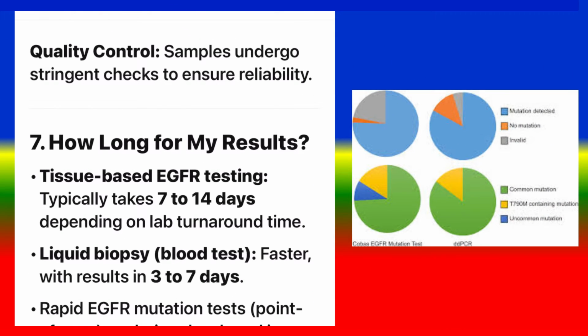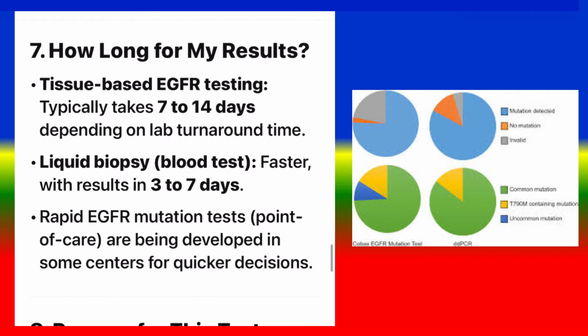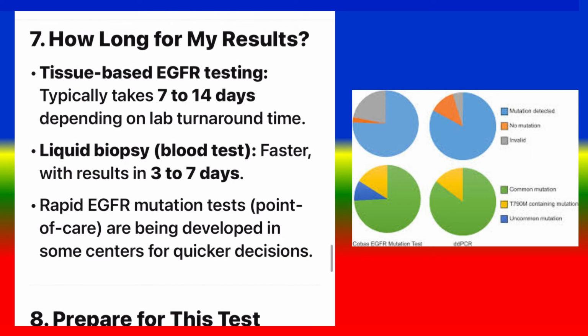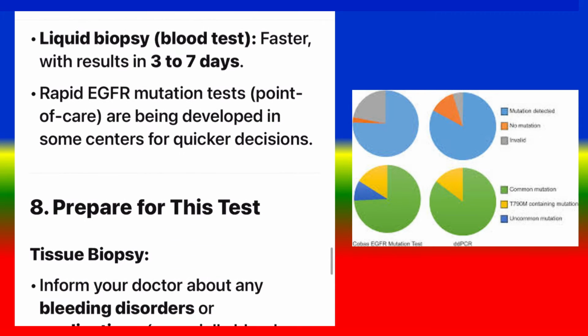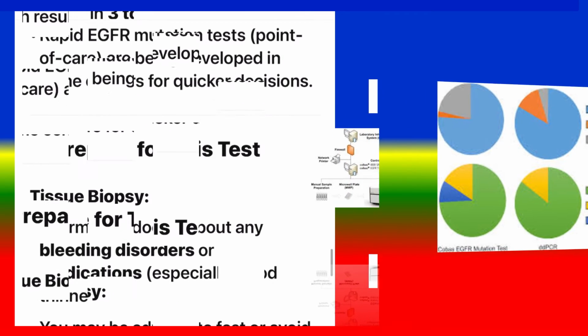7. How long for my results? Tissue-based EGFR testing typically takes 7 to 14 days, depending on lab turnaround time. Liquid biopsy, blood test, is faster, with results in 3 to 7 days. Rapid EGFR mutation tests, point of care, are being developed in some centers for quicker decisions.